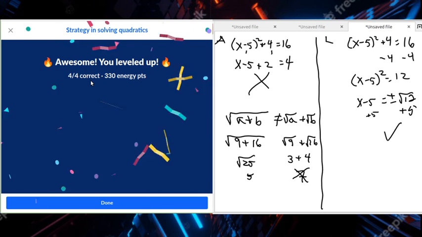So I hope that's clear about how to do strategy in solving quadratics. We'll keep working through videos for each of the practices.